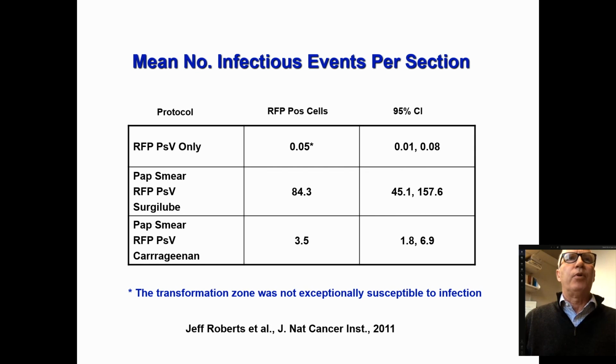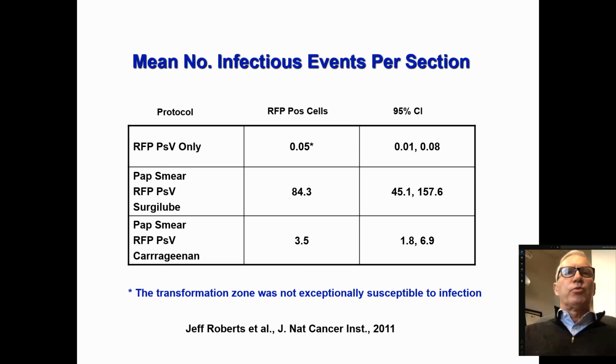So if you look at putting the virus in without any Pap smear, there was basically no infection. We could barely detect any infection events at all. With Surgilube, there were more than 1,000 times more infectious events, something like 85 infection events. You can see the spread.